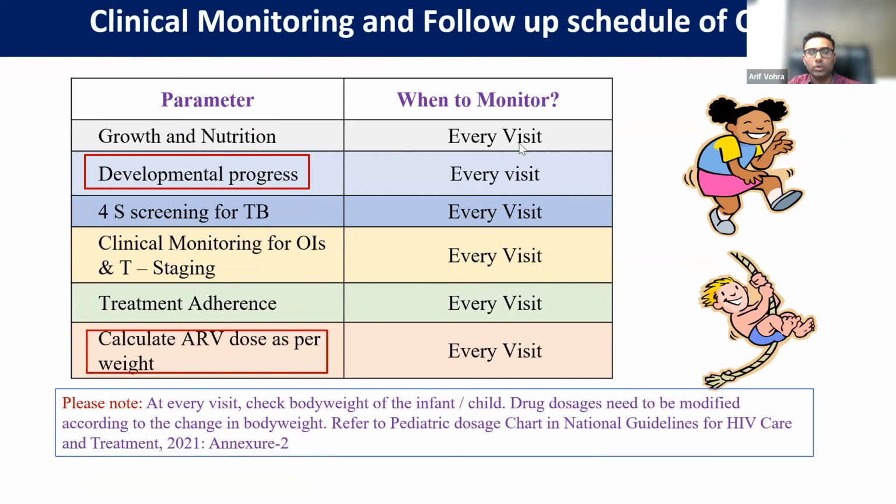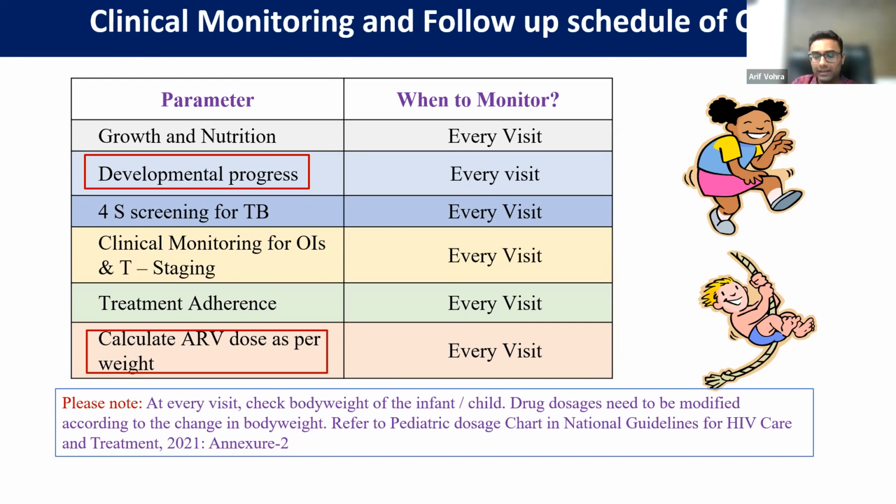I highlighted the two things. One is the developmental progress and the other is calculating the ARV dose as per the weight. Most of the time, we usually forget to do these two things. So developmental assessment is very important, because not achieving a particular milestone, or not achieving further developmental milestones, might tell you even in advance that the child may go for treatment failure, or the child is not adherent to that particular treatment, or the disease is progressing.